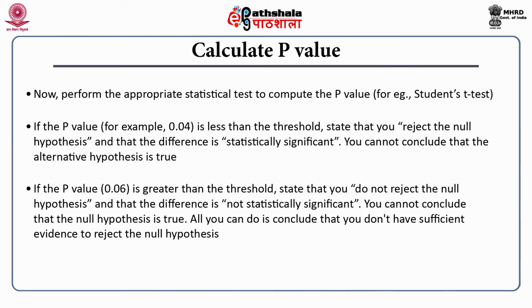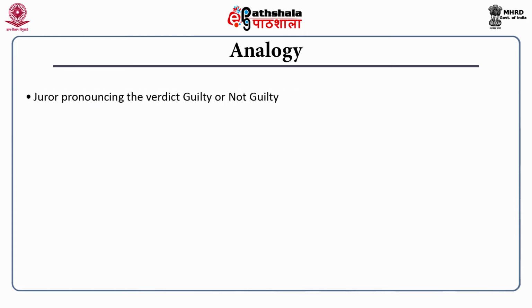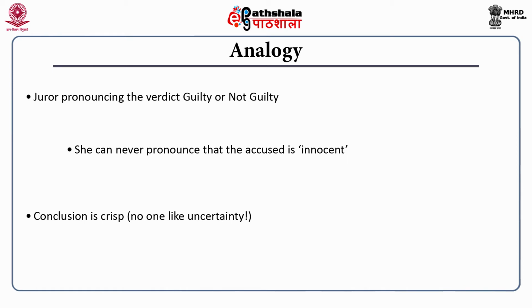That particular argument is known as argument by contradiction or negation, commonly used in logic and philosophy, but not really much in science. Of course, it is also used in jurisdiction in law. An analogy would be a juror pronouncing the verdict guilty or not guilty. The juror or a judge can never say that the accused is innocent. That term is never used here. The conclusion is also very crisp. No one likes uncertainty. She cannot say that I don't know or probably he is guilty. That kind of subjectivity can never be part of this kind of scientific experimentation.